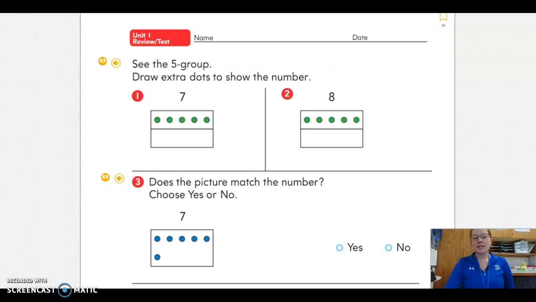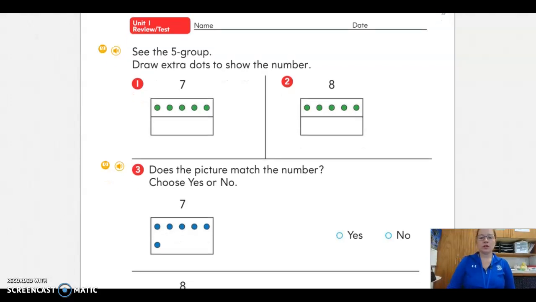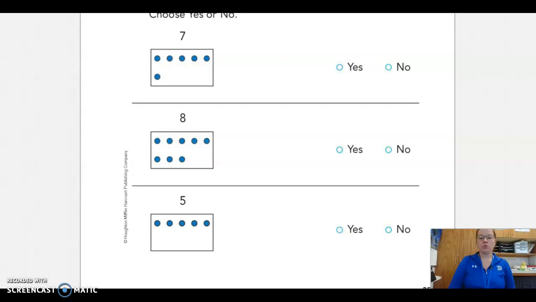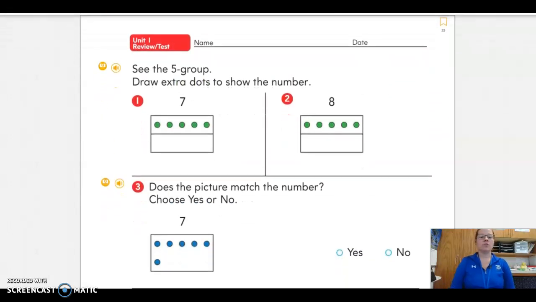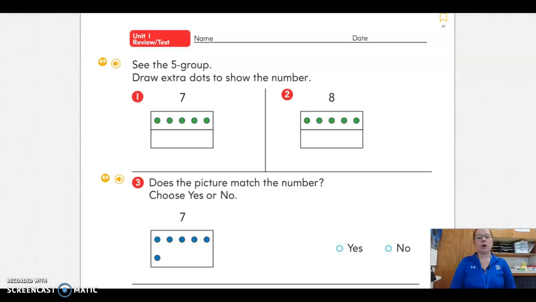Hi first graders, today's math video will be a short one because I want to give you plenty of time to work on your test. If you could please turn to page 35 in your math workbook. You will find a page that looks like this. It's Unit 1, Review and Test.